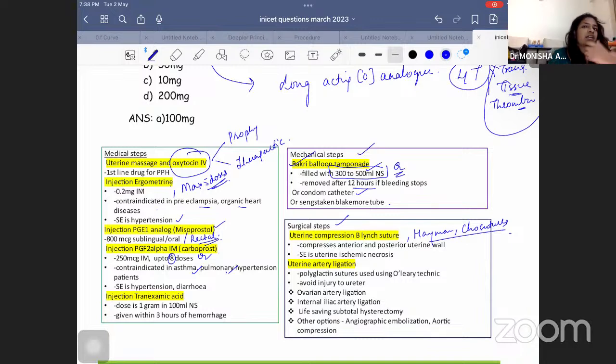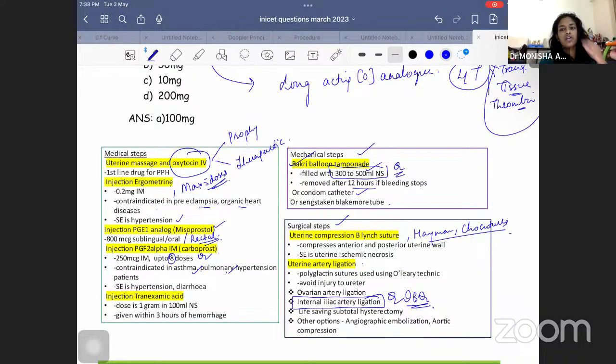See, internal artery ligation can be asked as an image-based question. Okay, that is important. Uterine artery ligation and internal artery ligation can be asked as image-based questions. And it's a life-saving subtotal hysterectomy. Other options are angiographic embolization and aortic compression. These will be the last.